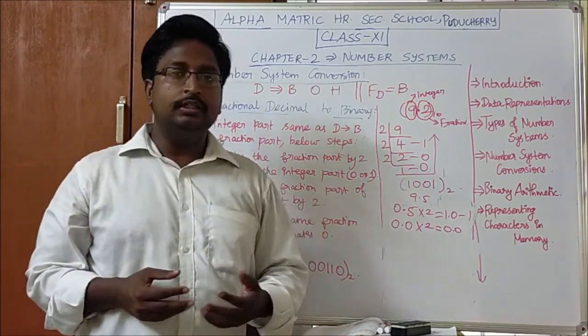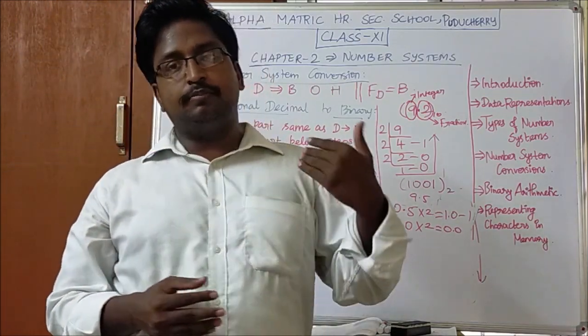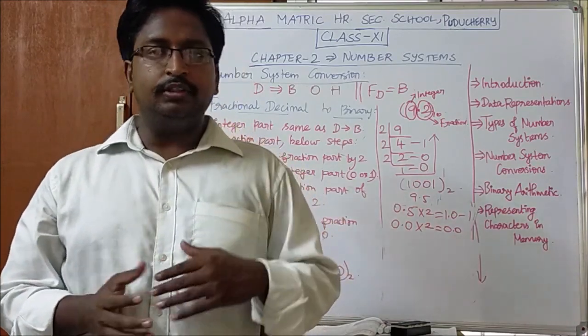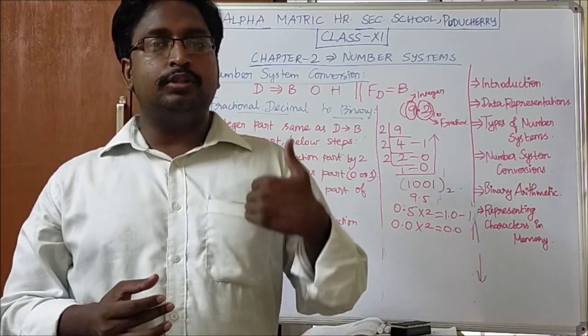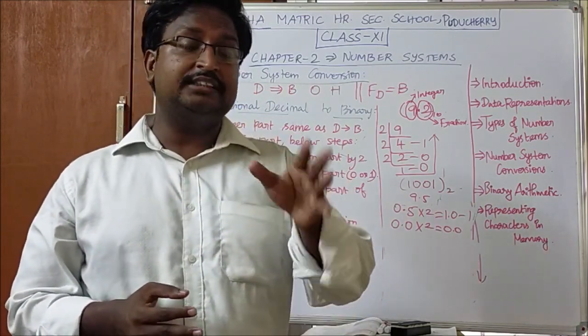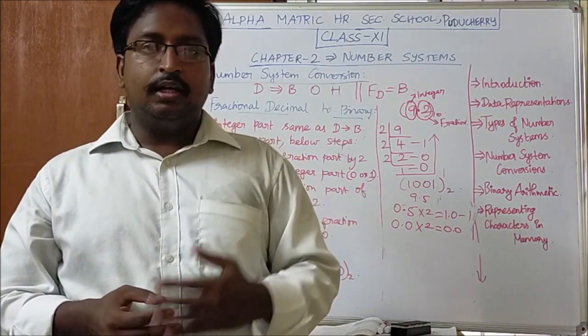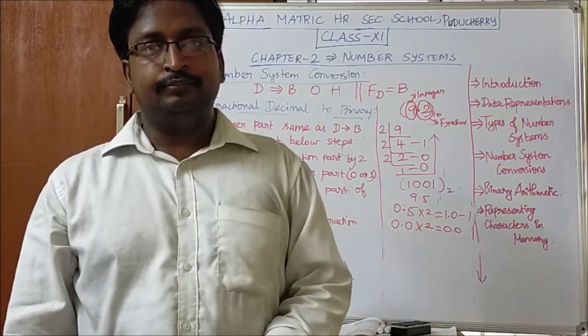So this is all about the first conversions: decimal to binary, octal and hexadecimal, and fractional decimal to binary. In the next video we will go with the other conversions, that is binary to decimal, octal and hexadecimal, and fractional binary to decimal, and octal and hexadecimal to decimal and binary. Thank you, students.